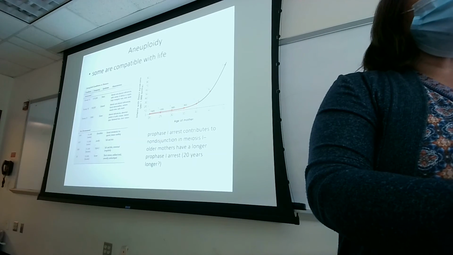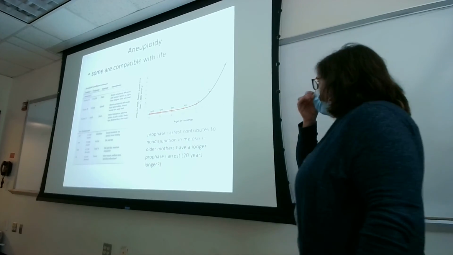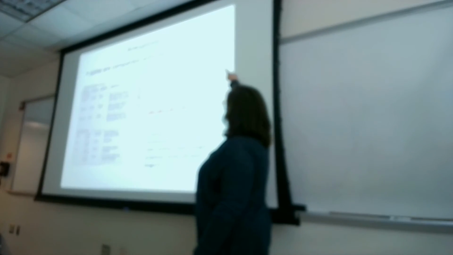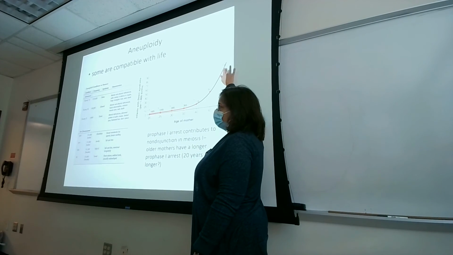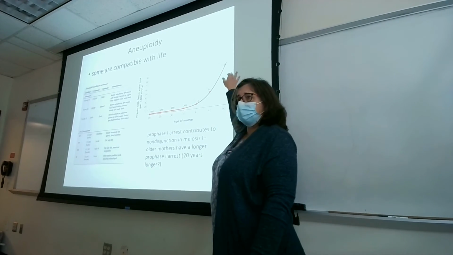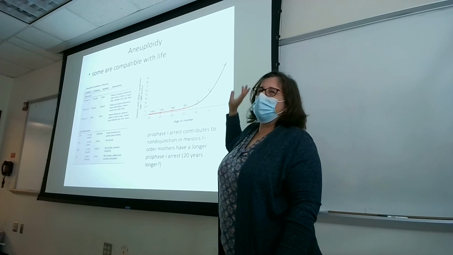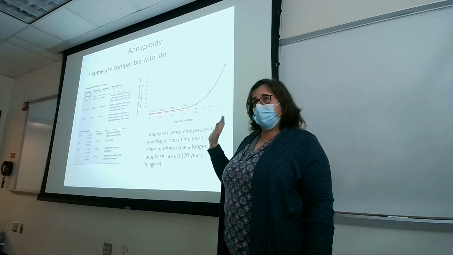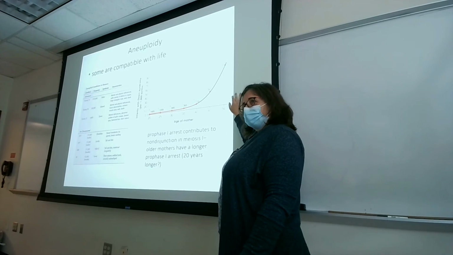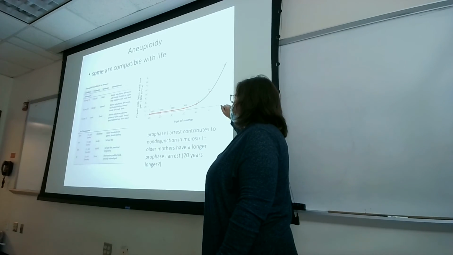And then this is just the graph of the probability of a non-disjunction. At age 50 it is 1 out of 12 conceptions, although there aren't a whole lot of 50-year-olds who are conceiving, so the data is kind of small at this end of the chart.